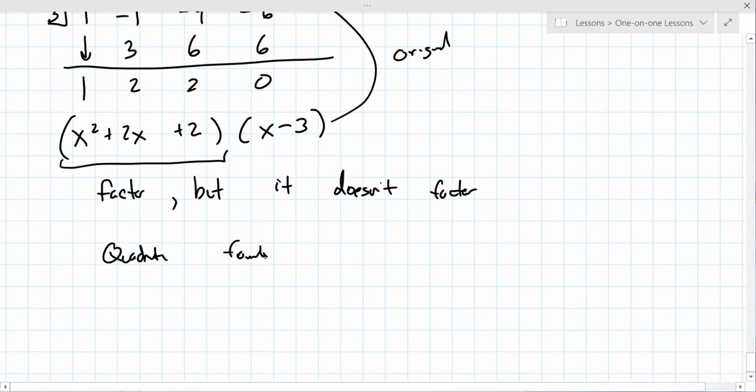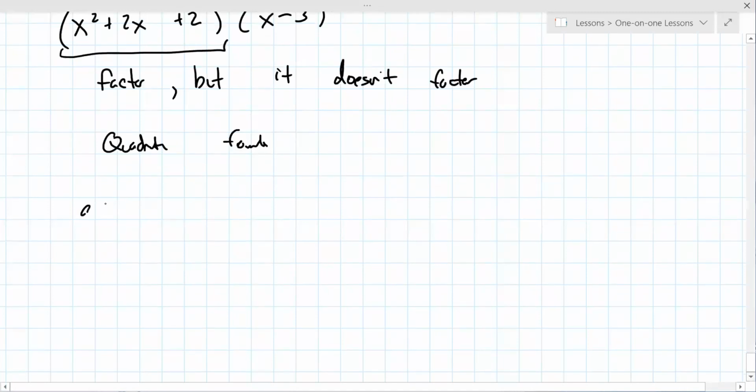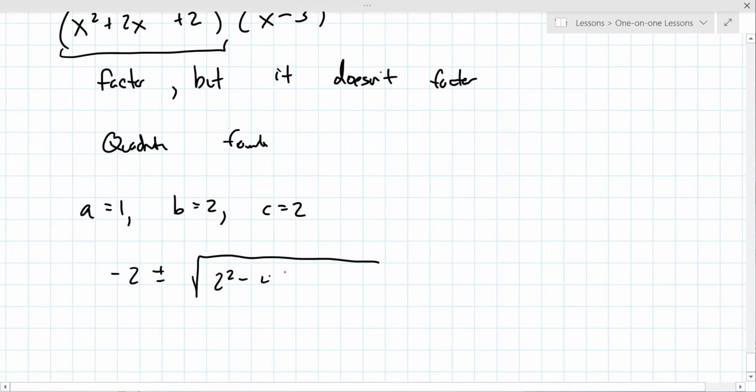Because what you're really trying to do here is find the zeros. The zeros is like solving. You know that solving is the quadratic formula. So we have A equals 1, B equals 2, C equals 2. So that gives us -2 plus or minus the square root of B squared minus 4ac. Turns into like -4 in the square root. Exactly.